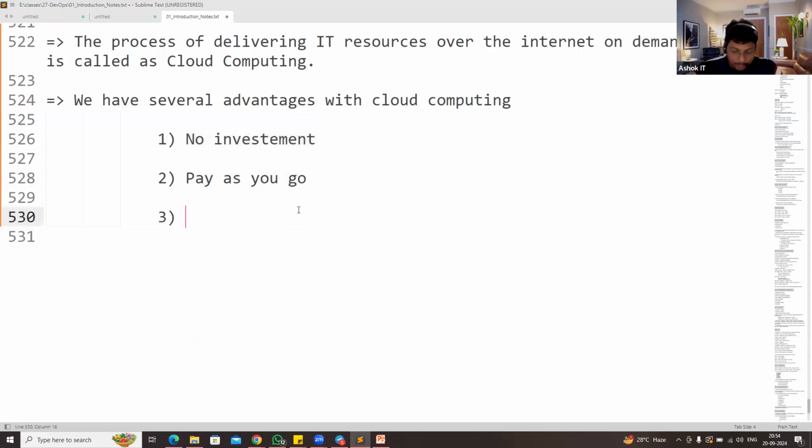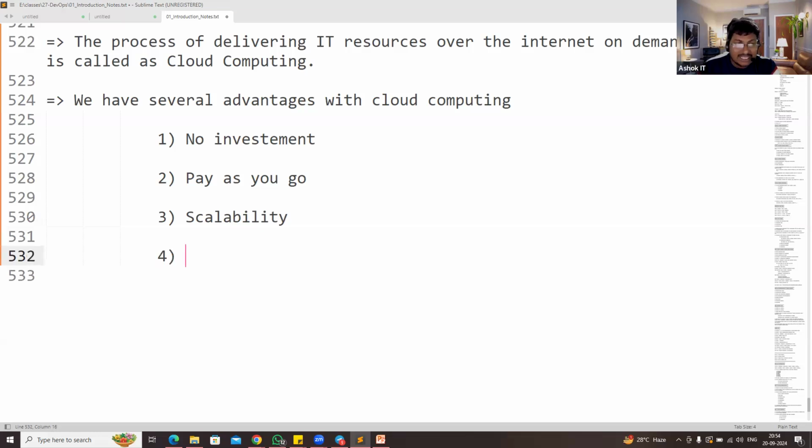Pay as you go. And scalability. They will take care of scalability. You need 10 computers, take it. 20, take it. 30, take it. If you don't want, return. Whenever you want, you can increase the count. When you don't want, you can decrease the count. Scalability, they will provide for you. Today morning I have taken 10. Today night I want 50. Take it. Within fraction of seconds, you can increase the count. Within fraction of seconds, you can decrease the count. Scalability is the advantage that they are going to provide you.